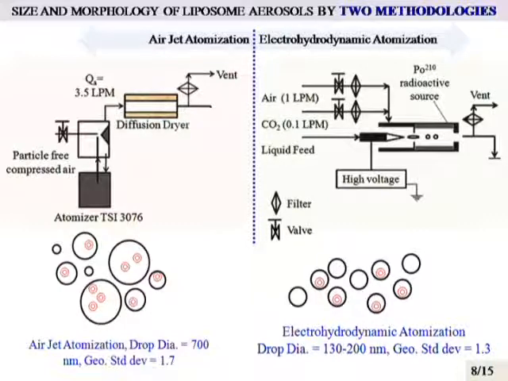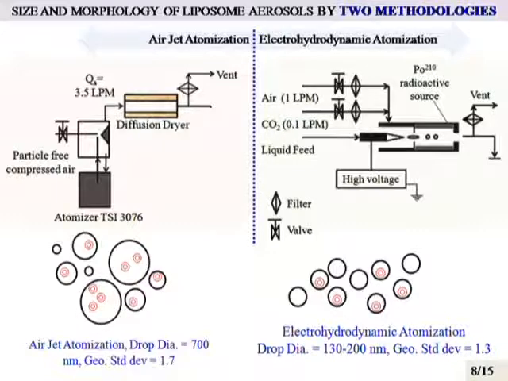So what we do with this electrohydrodynamic atomization is basically we have a capillary where the liposome suspension is being fed, and at the tip of the capillary, due to surface tension and electrostatic force, it forms a cone. At the tip of this cone, a pinch of droplet is being taken and entrained using an airflow stream. Now this is another aerosol generation technique, so we compare this with a conventional air-jet atomization or nebulization technique.